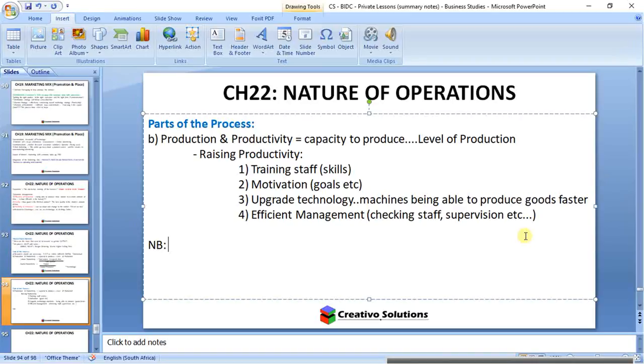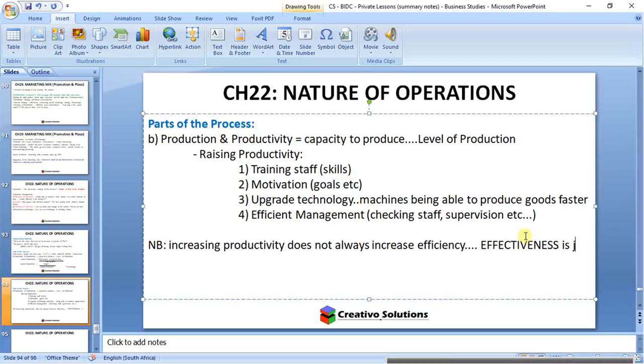Right, so NB, increasing productivity does not always increase efficiency. Effectiveness is the key. Right, so let's describe that. Or let me ask you this. Can you differentiate between being efficient and being effective?